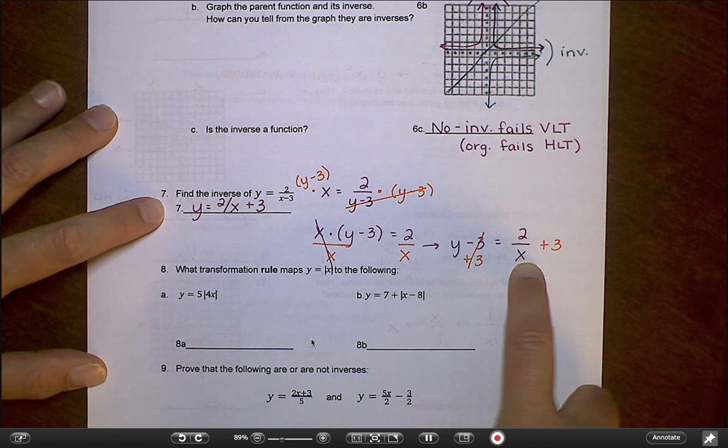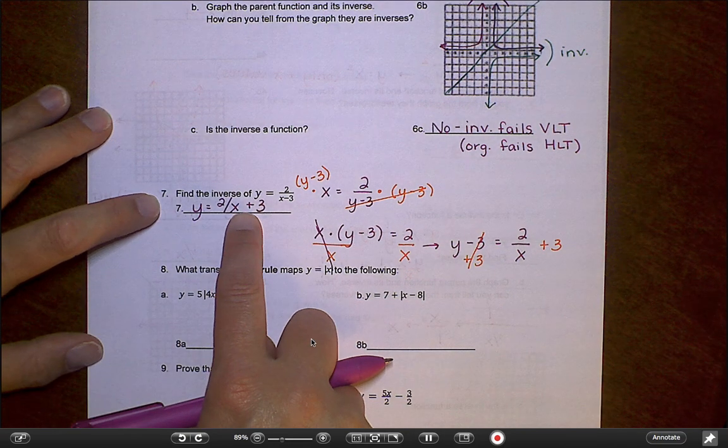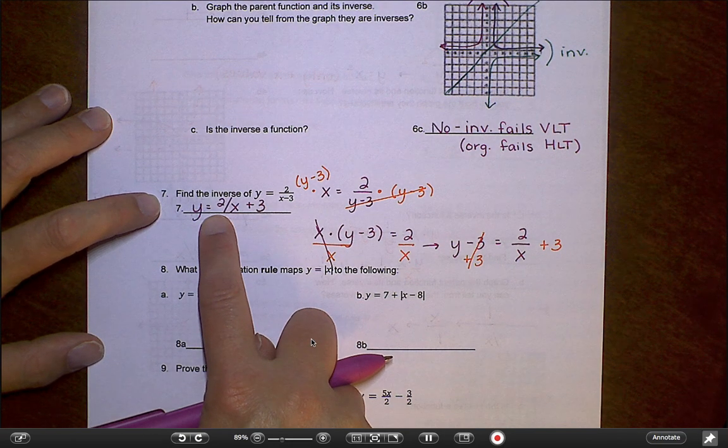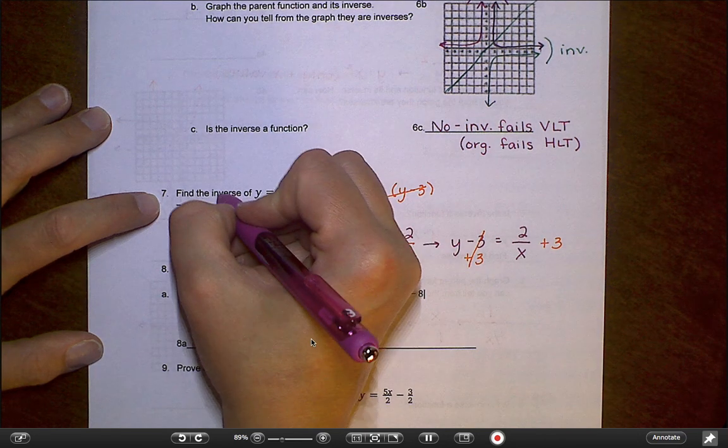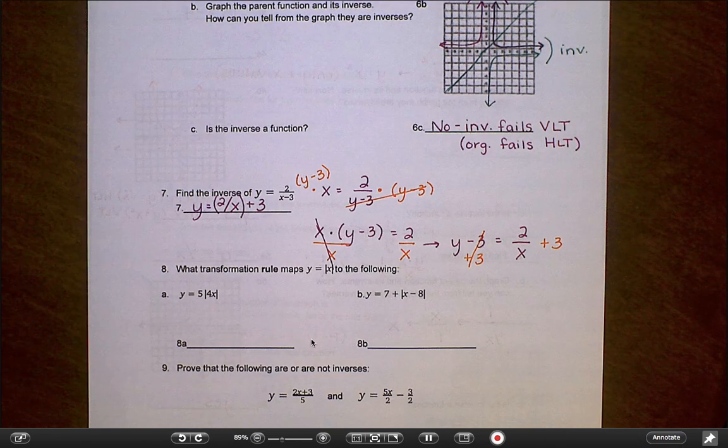Really, this would have been a better way to write it because you want to make it really clear that that 3 is not supposed to be part of this fraction, right? So the 2 over x should really be kind of separated from the 3. I just didn't have the space to write it that way.